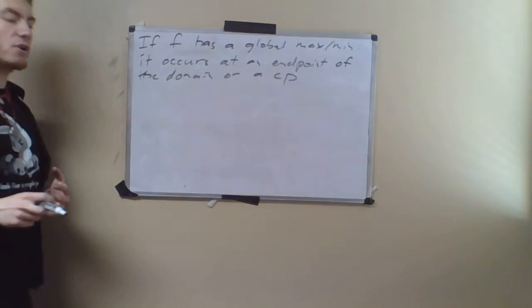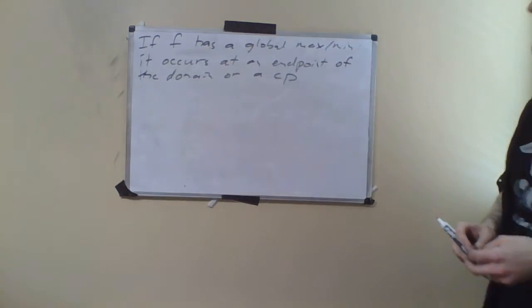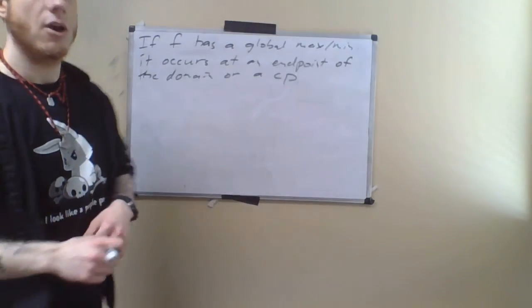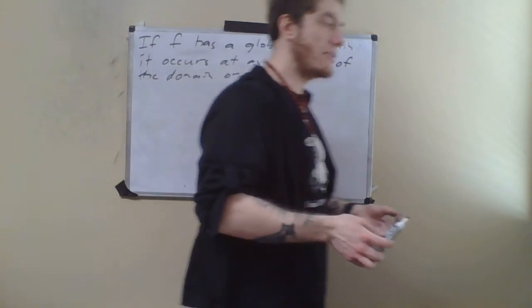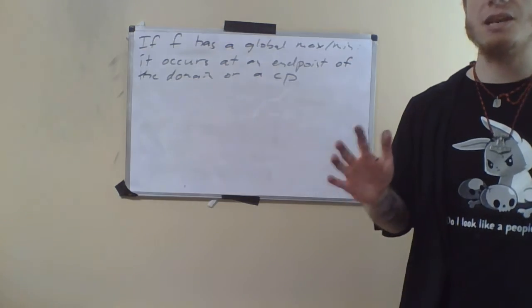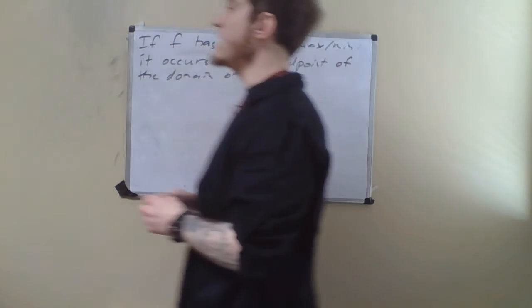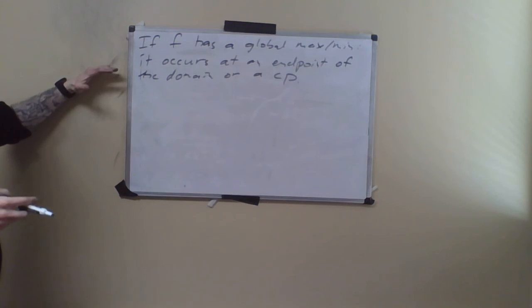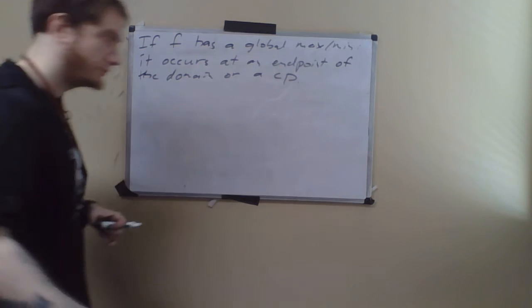So if I have a function defined on some interval and I want to see whether I can find the global maximum or minimum, one way of doing it is just find all the critical points inside of that interval and then just evaluate the function at the endpoints and at the critical points. And that is going to give me a list of values. The largest of those values is my global maximum, and the smallest of those values is my global minimum.